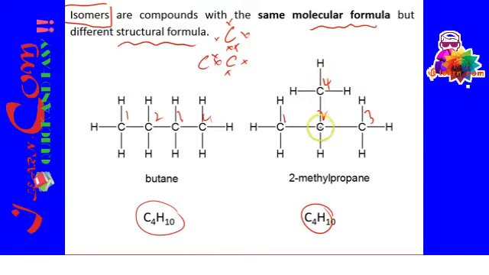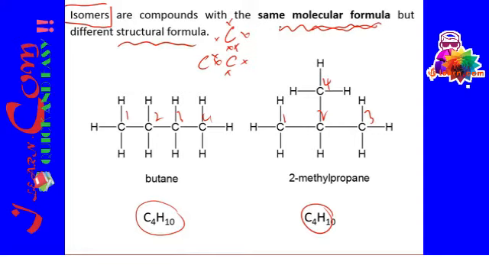1, 2, 3, 4. This carbon here has 1, 2, 3, 4. So all the carbon atoms in the molecule are bonded to 4 other atoms. Right? So this actually completes the octet configuration. So these two compounds are possible to be formed, and we call these two different compounds isomers because they have different structural formula, but they have the same molecular formula.